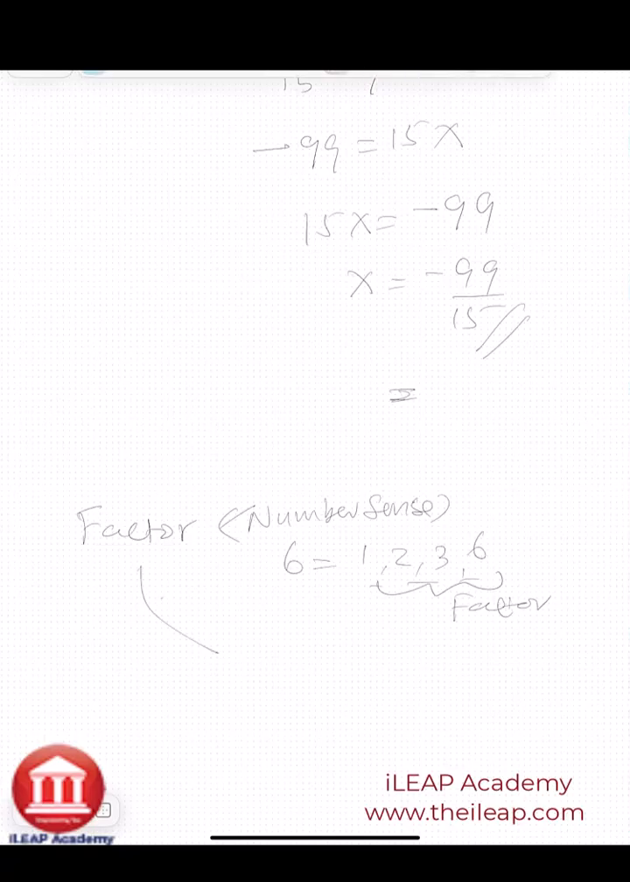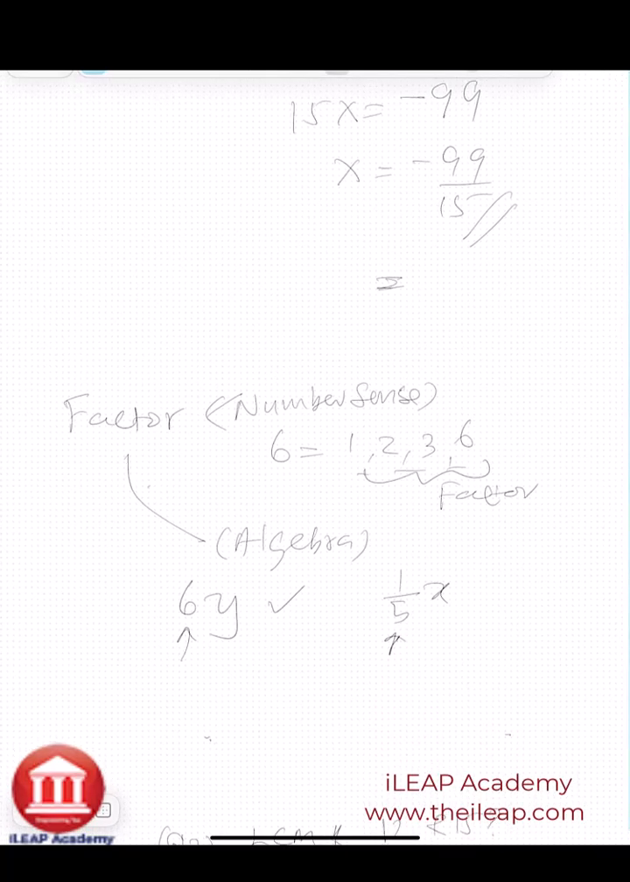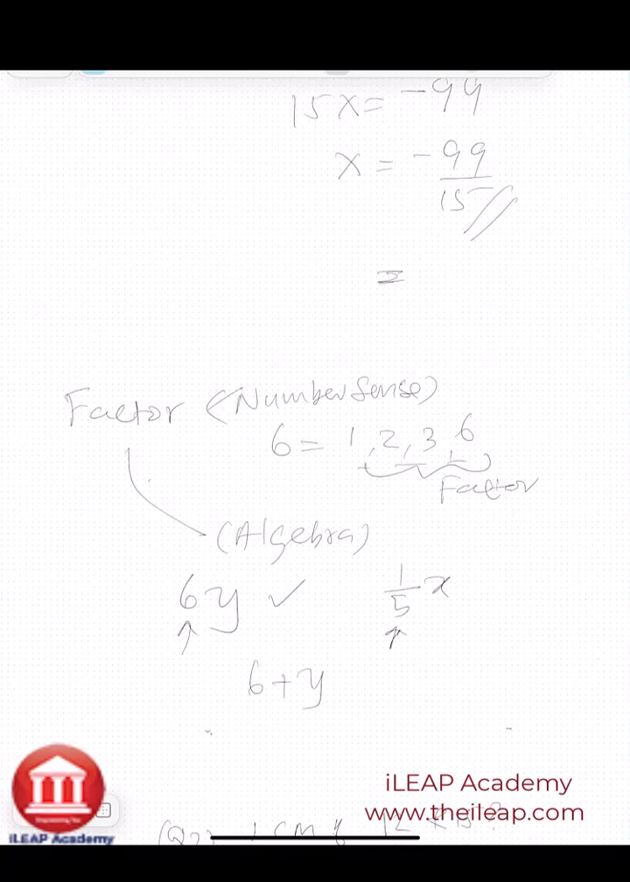In algebraic terms, right? So a factor is a kind of role a number plays. Okay, say for an example 6y, 6 is multiplied by y, so 6 is a factor. Yes, 1 over 5x, yes, 1 over 5 is a factor. But 6 plus y, no, they are two different terms glued together with plus. Okay, so factor terms, make sure that the factor has a number sense meaning and an algebra meaning.